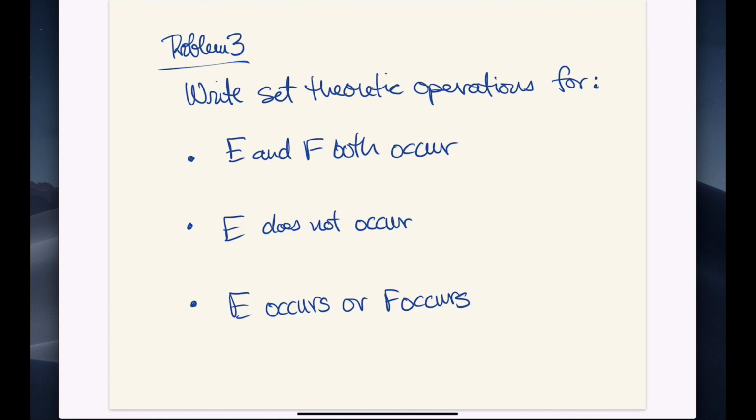So in this problem, we're developing more correspondences between descriptions of events that we might use to describe a real-world scenario, like two events both occur, or an event does not occur, or one or another event occurs. And we're writing set theoretic operations to describe these things. So E and F both occur means that the outcome which actually occurred is in the set E and in the set F. And that is the intersection operation.